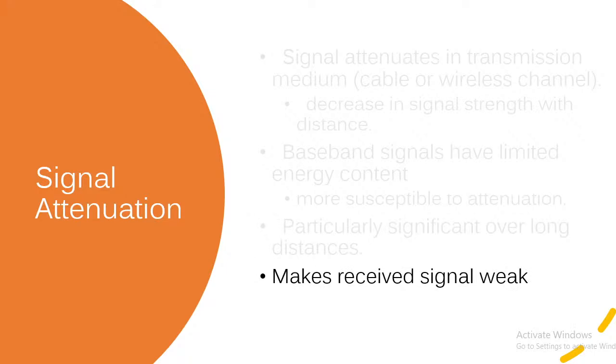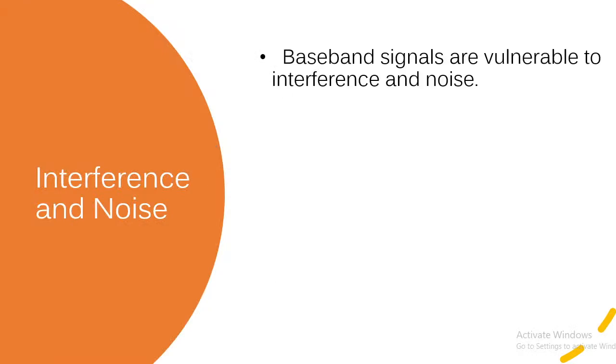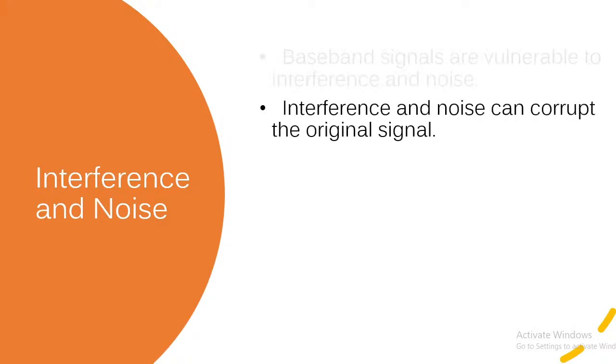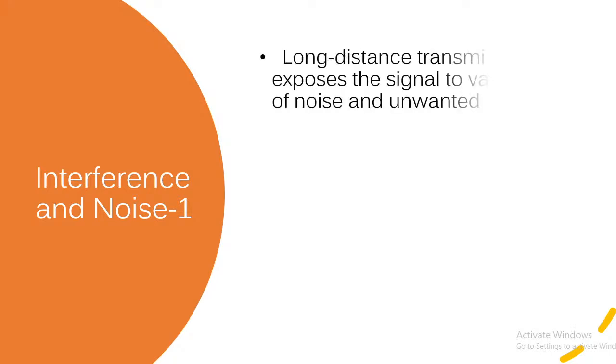So this makes the received signal very weak. It cannot be useful because of signal attenuation. Next, there can be interference and noise. Baseband signals at low frequency are vulnerable to interference and noise. Why? They can corrupt these signals. Low frequency signals are of low energy. Therefore, if noise and interference at these frequencies are of high energy, they will corrupt them.